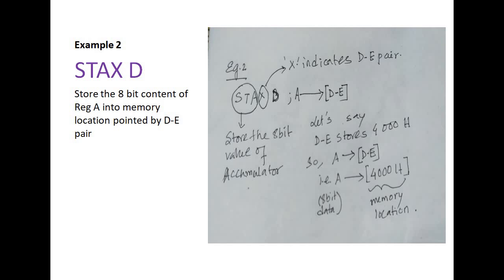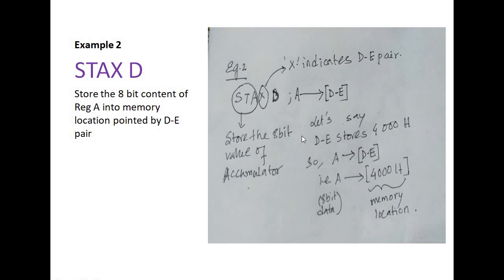Another example we will take, STAX D. What does STAX D mean? Same. STA means store. Now X is given, so as soon as you see X, what do you understand? D is indicating register pair DE, right? So whatever data is there in the accumulator, you are storing that 8-bit data of the accumulator into the memory location indicated by the DE pair.